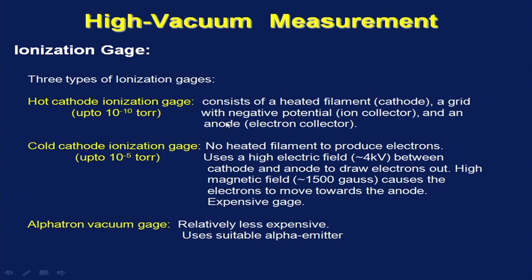So, it consists of a heated filament or cathode which emits electrons, a grid with negative potential which is the ion collector, and an anode which is the electron collector.